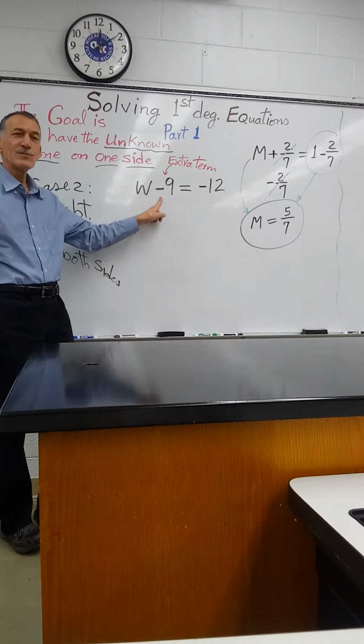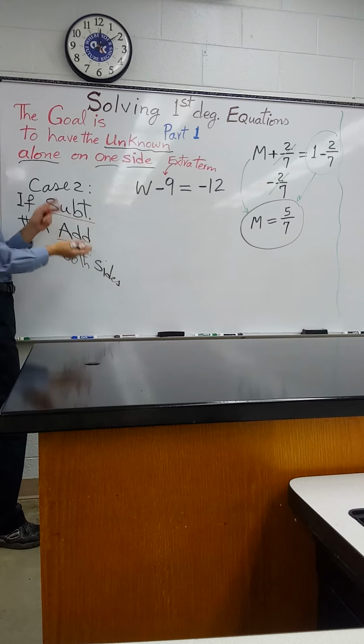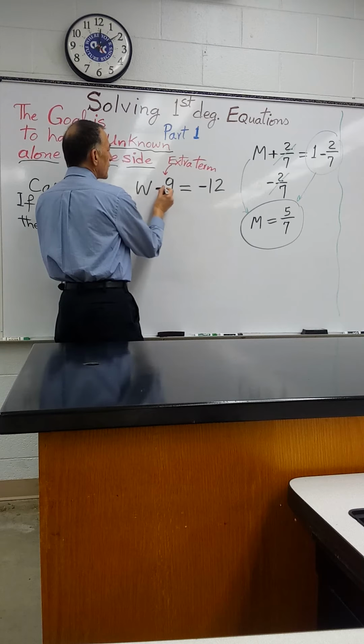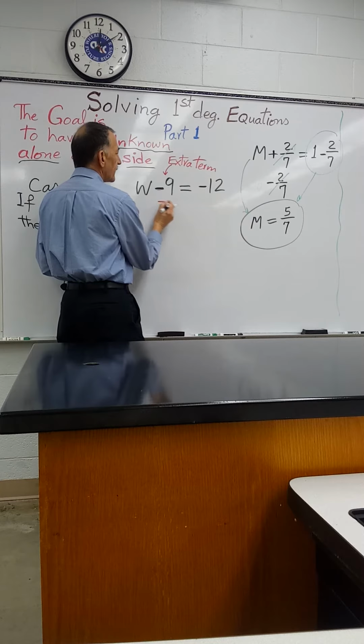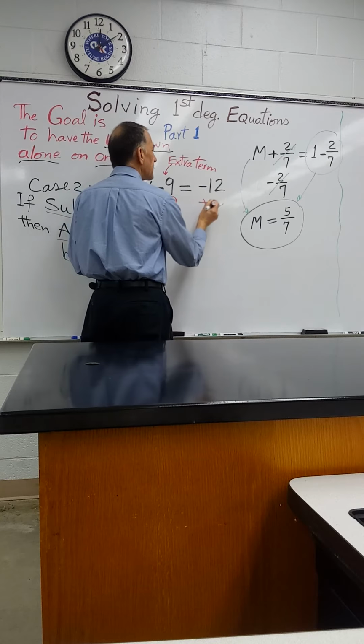And look at the sign, make sure you recognize what happened here. If it's subtraction, then you add. So you always do the opposite math action, and it is a subtraction. So we're going to add 9. The same number, we're going to add 9 here and add 9 here.